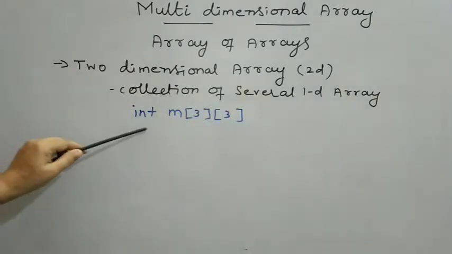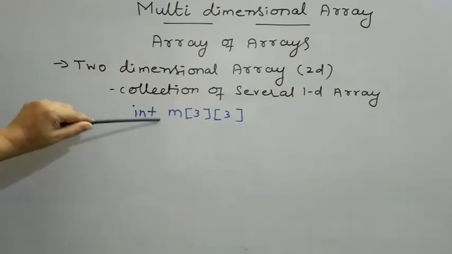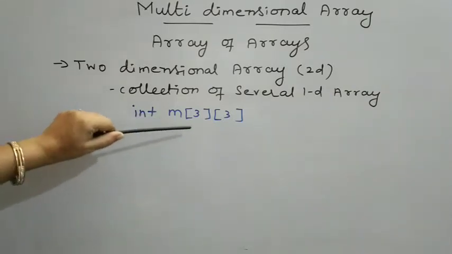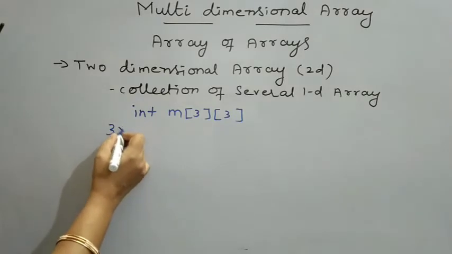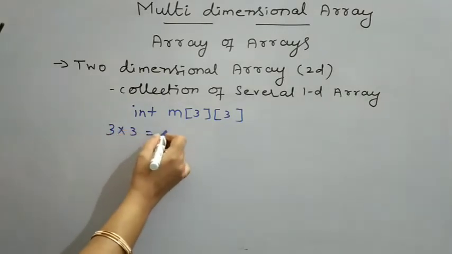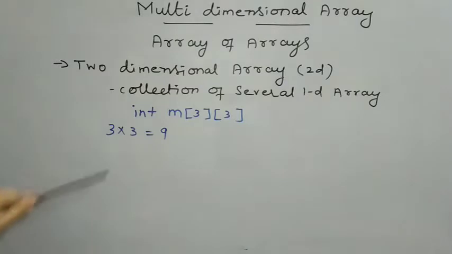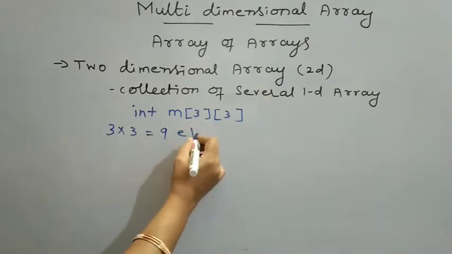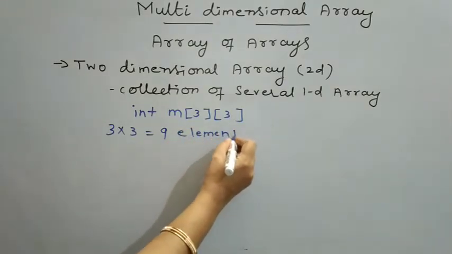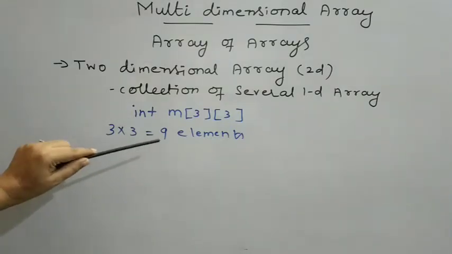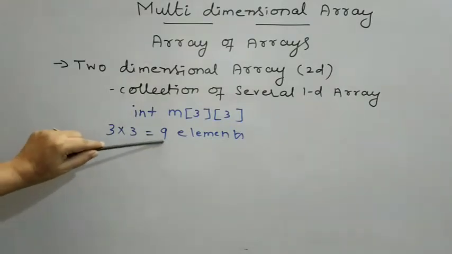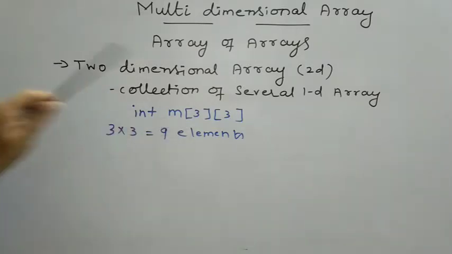If we define a two-dimensional array like this, the number of elements in this array will be 3 into 3. So altogether I will have 9 elements in this array. How do we access all the 9 elements individually in this two-dimensional array, that is M?